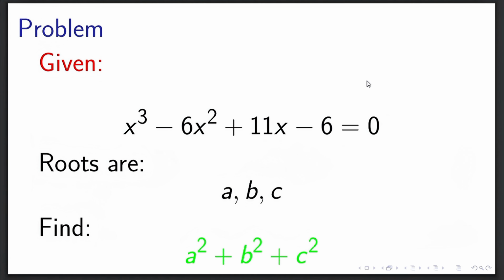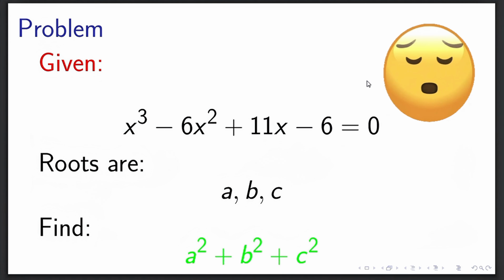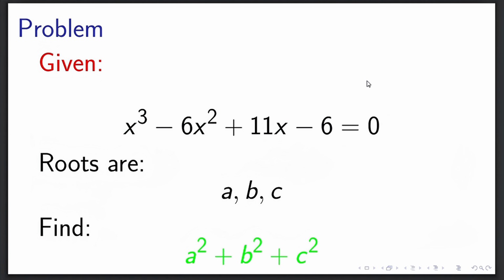Are you ready? If you are ready, here we have a problem, and the problem is we have x cube minus 6x squared plus 11x minus 6 is equal to 0, and the roots are a, b and c. We need to find the value of a squared plus b squared plus c squared. So let's start this problem. I will use different ways to solve this problem, so let's start this.